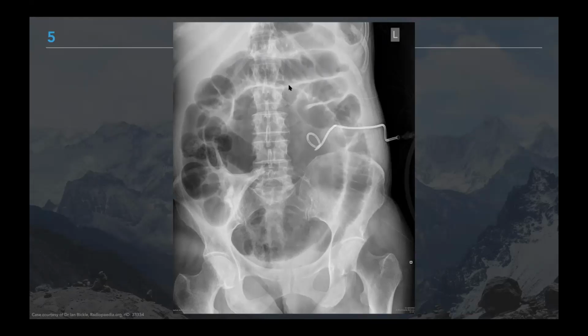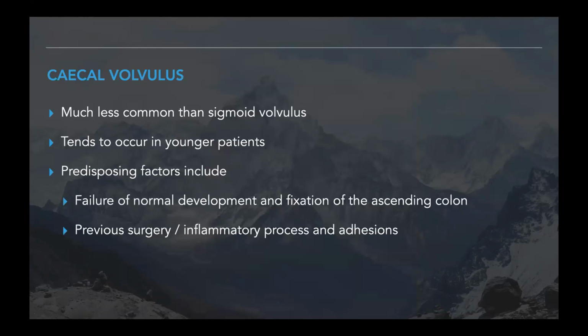So this is how you know that this must be a caecal volvulus as opposed to a sigmoid volvulus, because if you had a sigmoid volvulus, you would have dilated loops of large bowel. Okay, this is a nephrostomy tube, but that's irrelevant to the findings. It's much, much less common. You almost certainly won't see it in your exams, but it's worth being aware that it exists. It tends to occur in younger patients, and the risk factors are people who have an abnormally unfixed ascending colon, or people who have had previous surgery and adhesions.